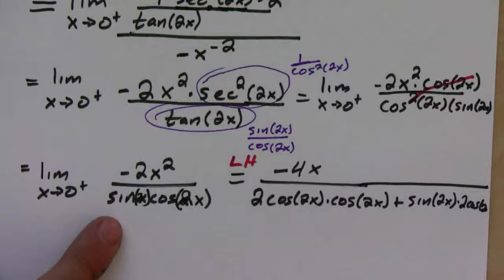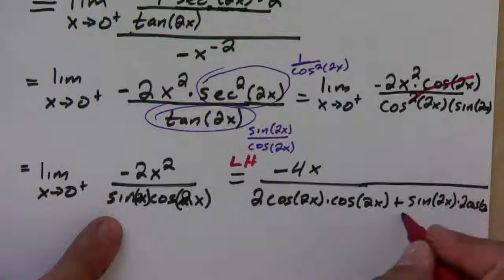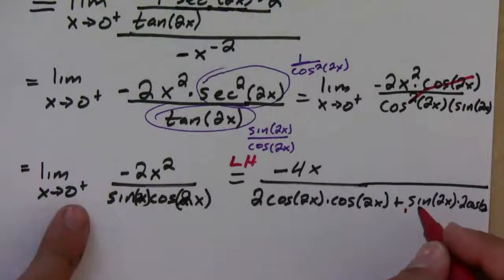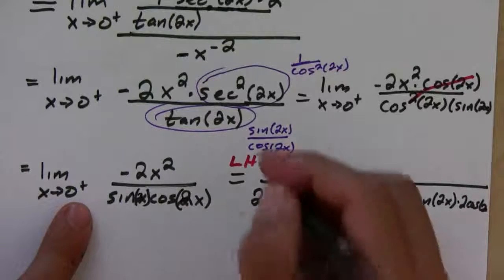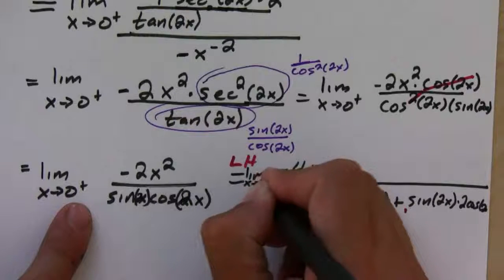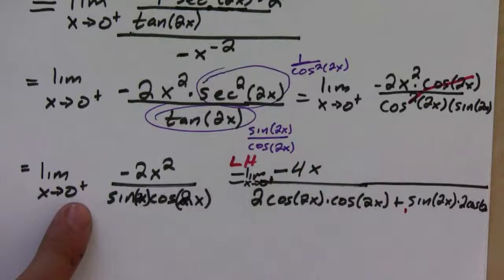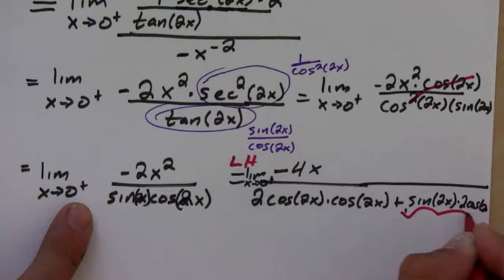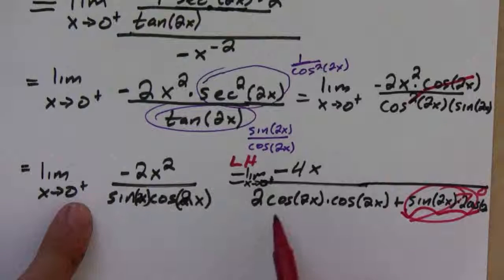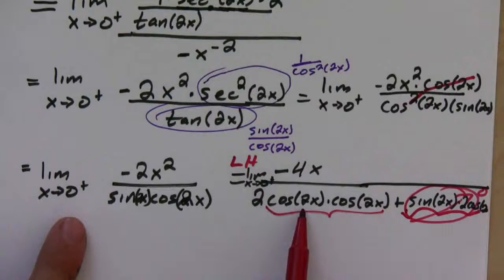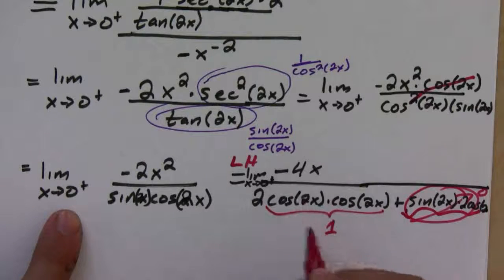Sorry, I ran out of room there. But this now takes me somewhere, because if I forgot to write down the limit again: limit as x approaches 0 from the right. Okay, sorry about that. This one is approaching 0. But this one, cosine of 0 is just 1, so this is just 1 times a 2.